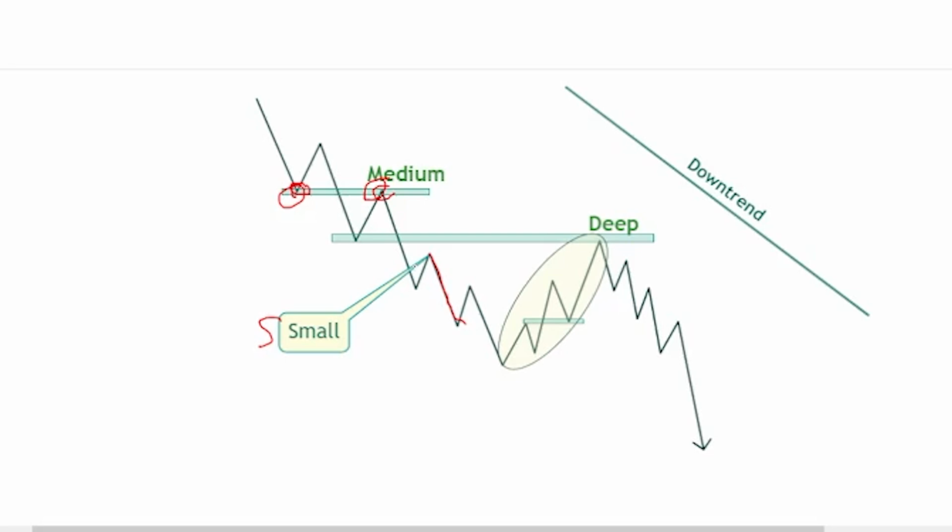Why is it a small pullback? Because we didn't come to retest this previous low to make this support turn into resistance so that we can sell from this area. So creating this is a resistance, but we didn't come to this area. And then we continue to the downside by making a lower low, lower high, lower low.